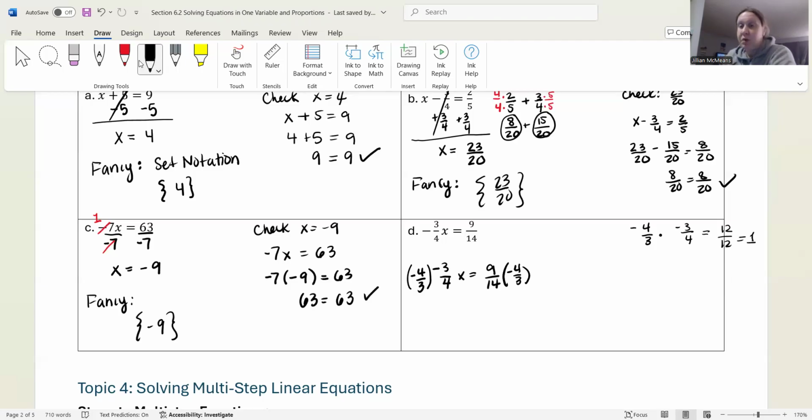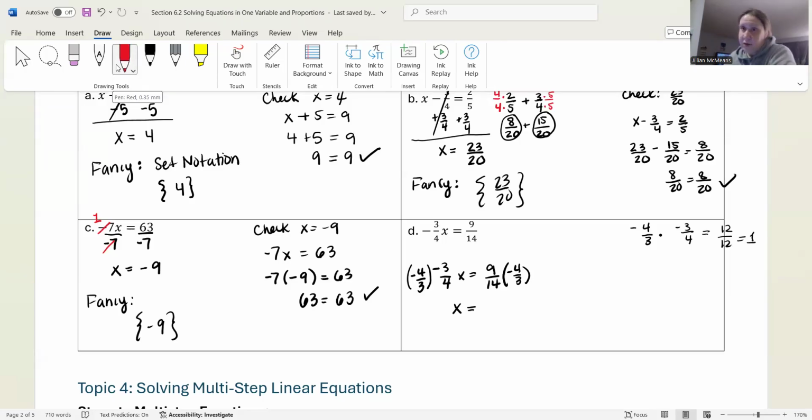Okay, so anytime you multiply reciprocals, you're going to get a product of 1. That's kind of the definition of reciprocals. Okay, so we can say over here on the left, -4/3 times -3/4 is equal to 1. 1 times x is x. And then on the right-hand side, we need to do just a little bit of work. Okay, you could just multiply straight across if you want, or you can cancel as you go. I tend to cancel as I go.